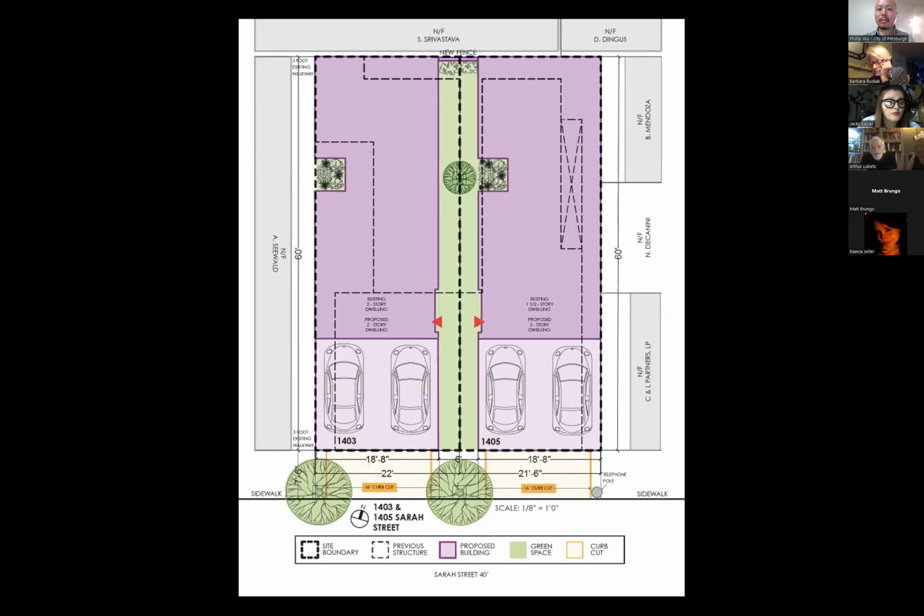Where is their house? Oh, okay, it looks like it's at the top right. It says D Dingus. Well, their property is very close to the property line. The corner of our purple plan is within a foot or a foot and a half of their house.